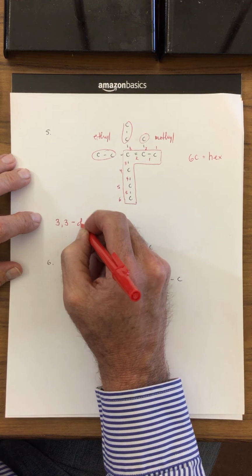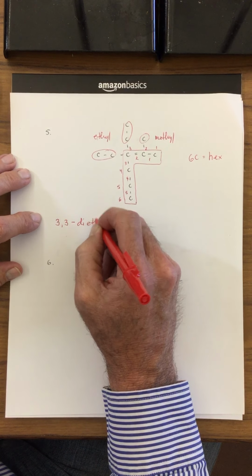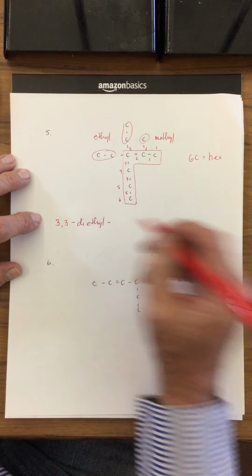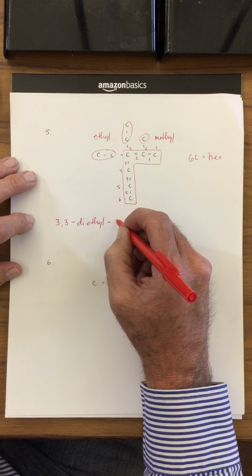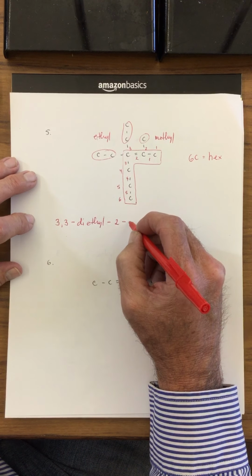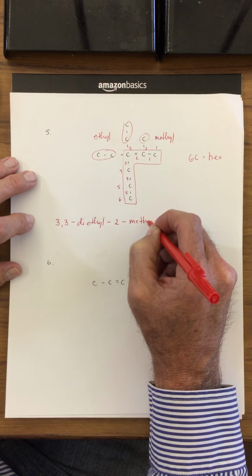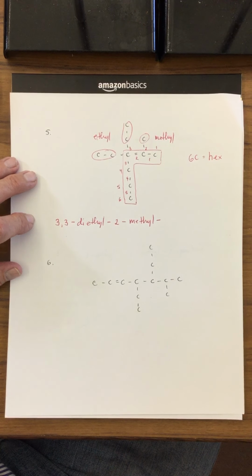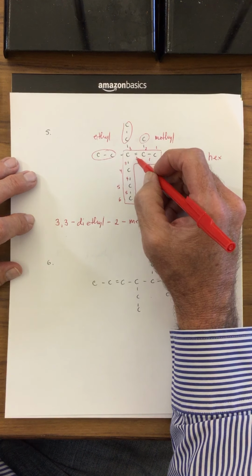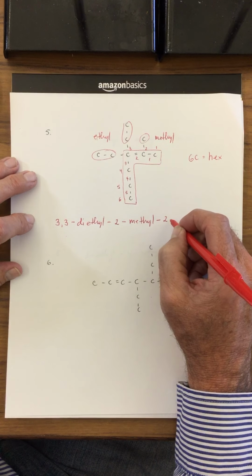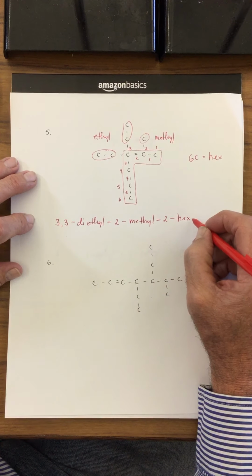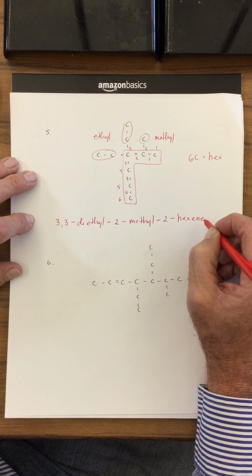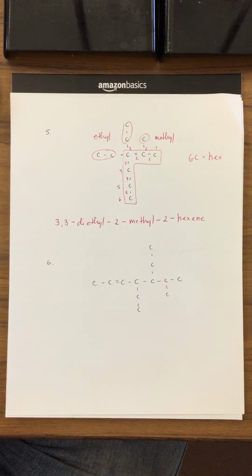3,3 dash di for the 2, ethyl dash. Now where's the methyl? The methyl is actually at carbon 2, so it's going to be 2 dash methyl dash. Where's the double bond? The double bond is also in the second position. 2 dash hex, and it's going to end in E-N-E. 3,3-diethyl-2-methyl-2-hexene.